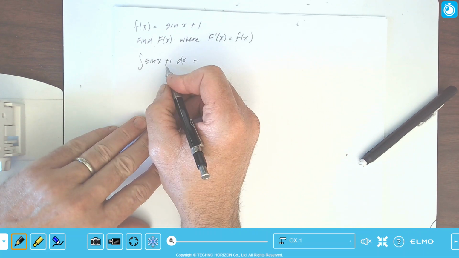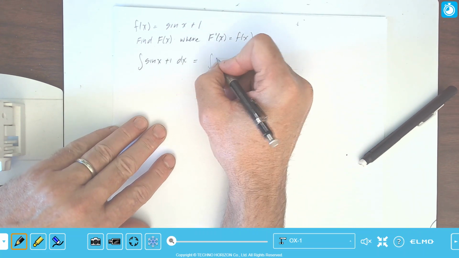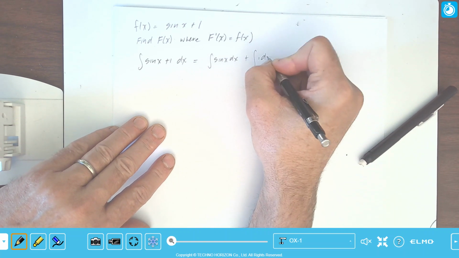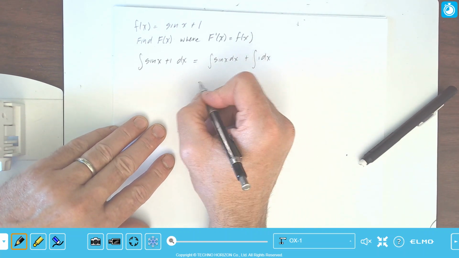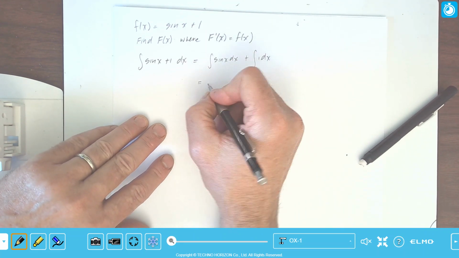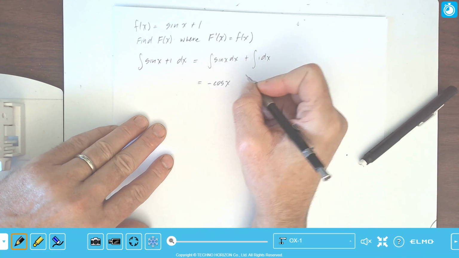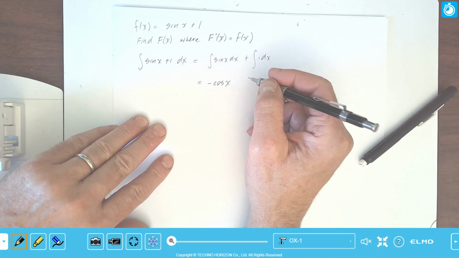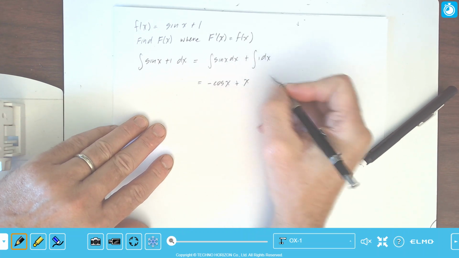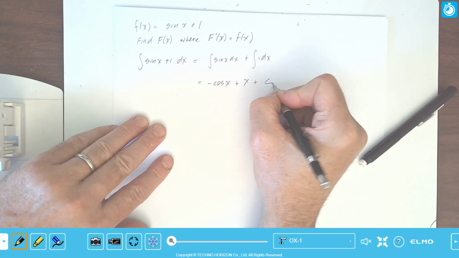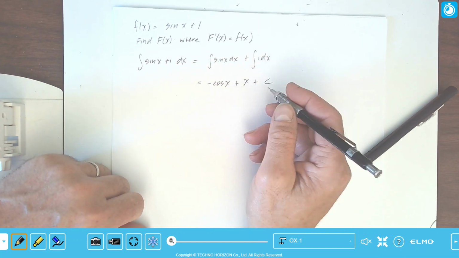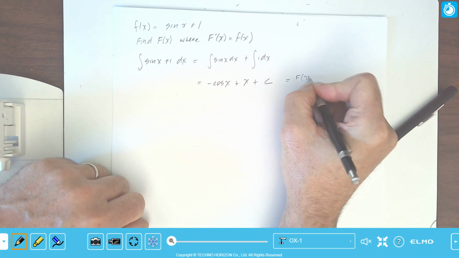So we can right away notice we have a sum and difference rule, so we can say this is equal to the integral of sine of x dx plus the integral of 1 dx. And let's see, the derivative of the cosine is negative the sine, so this will be negative cosine of x plus c. And this will be the derivative of x plus c. So I'll just put the c on the end, and this looks like it's going to be equal to my antiderivative. So that's our big F of x.